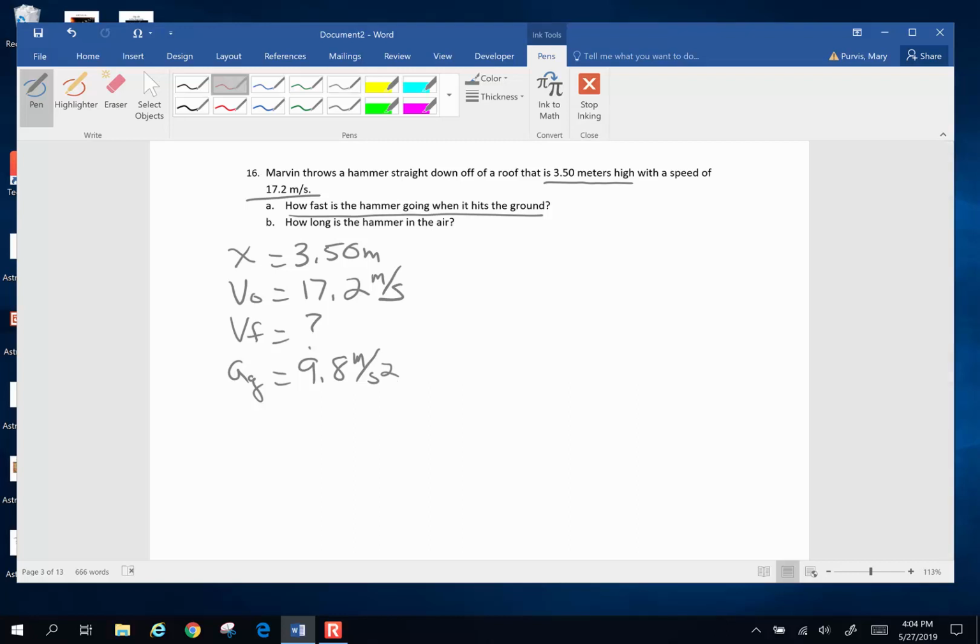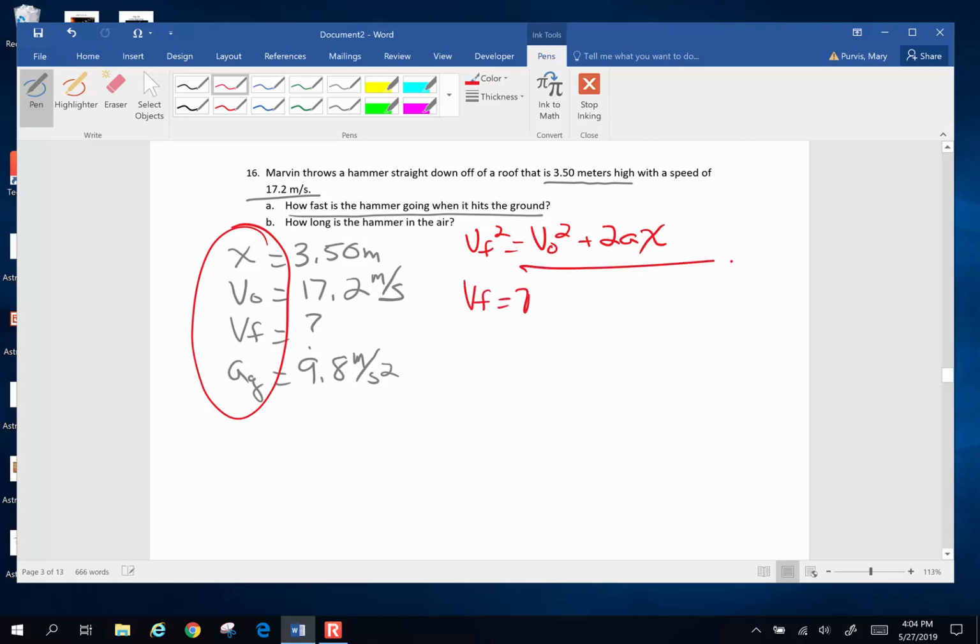Now take a look at this. What equation has x, VO, VF, and a? I'm tending to use VF squared is VO squared plus 2AX. Solving for VF, and VO is not constant, so that's not going to go away. So VF will be the square root of original velocity squared plus 2 times A times X.